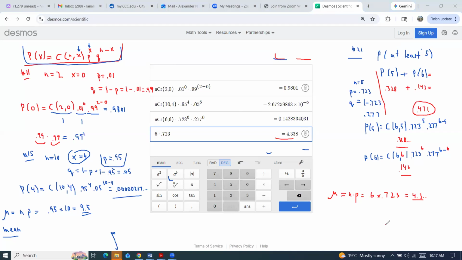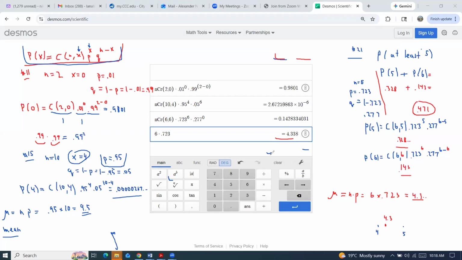So if you have your average of 4.3, well, this is in between 4 and 5, because I can have only a whole number of flights, either 4 or 5, right? So we expect either 4 or 5. That's our average, that's our mean.